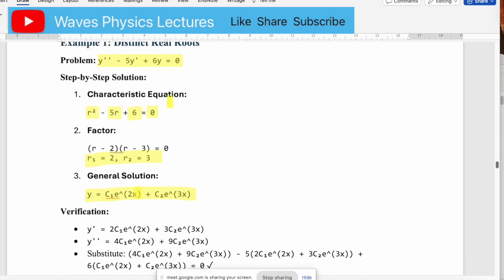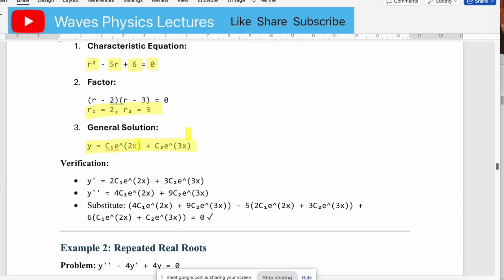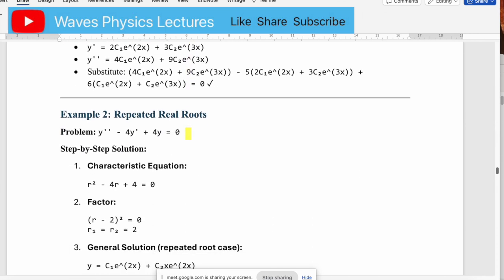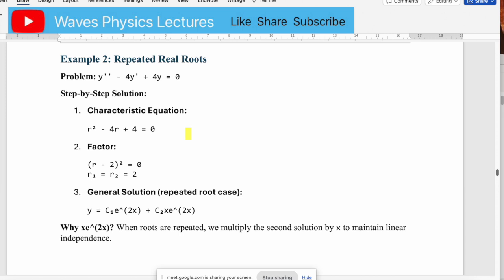So if it becomes 0, then obviously that is the equation. So this is a very simple, clear example where we are talking about distinct real roots, and it is homogeneous in nature. Okay. Similarly, it's not that it will only have two different roots. It might have the same root.